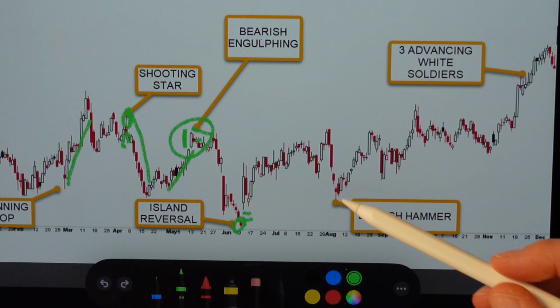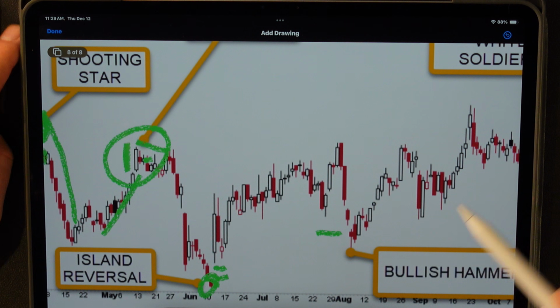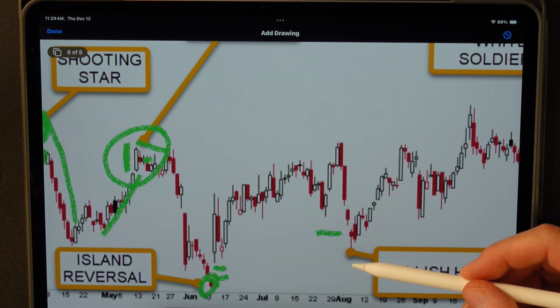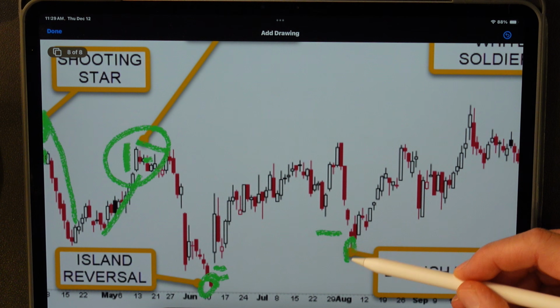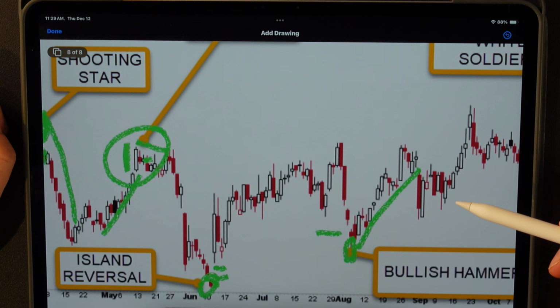A couple of other patterns I want to look at. We have a bullish hammer. Again, if we zoom in, we can see there's a tiny bit of wick at the top, but you can see that the majority of the wick is on the lower end, and you had a nice reversal where the market moved up shortly after that candle.